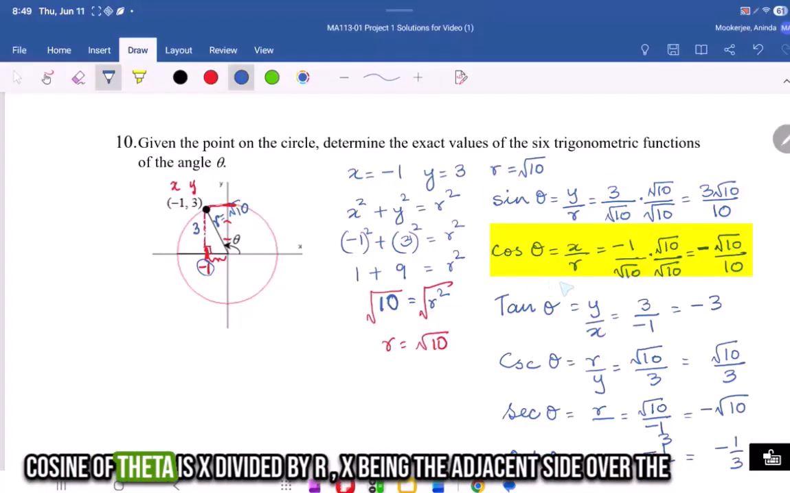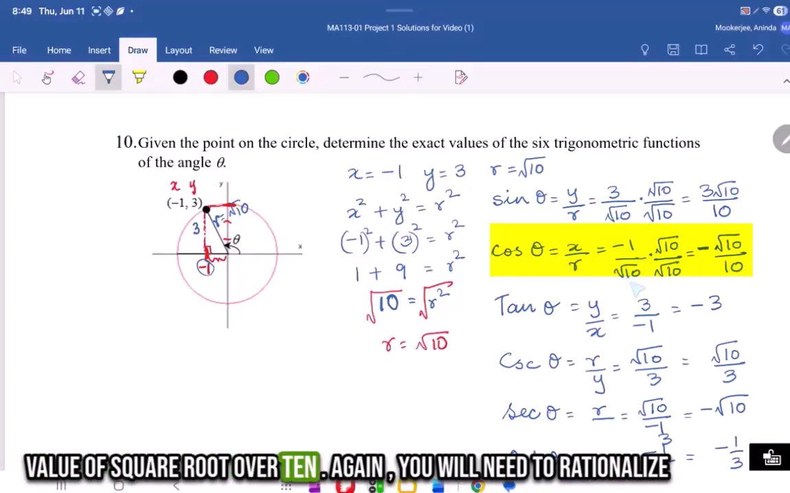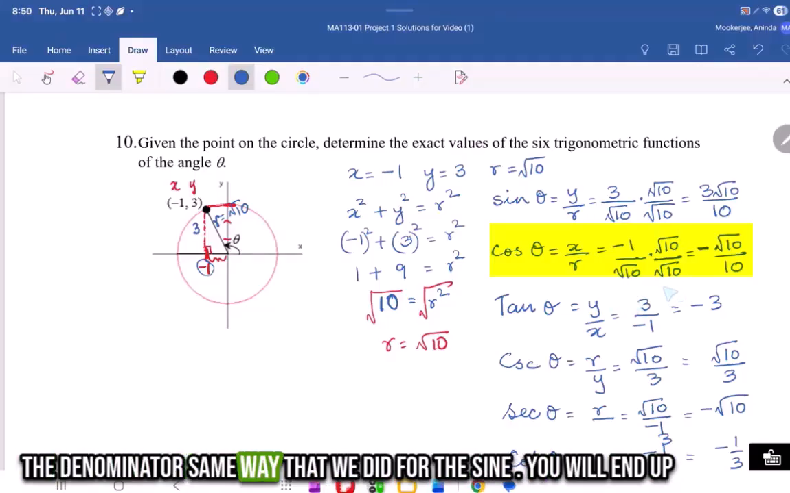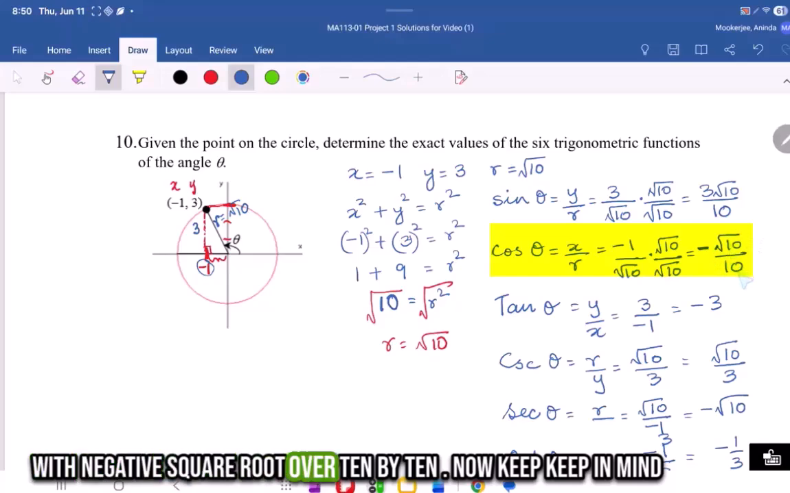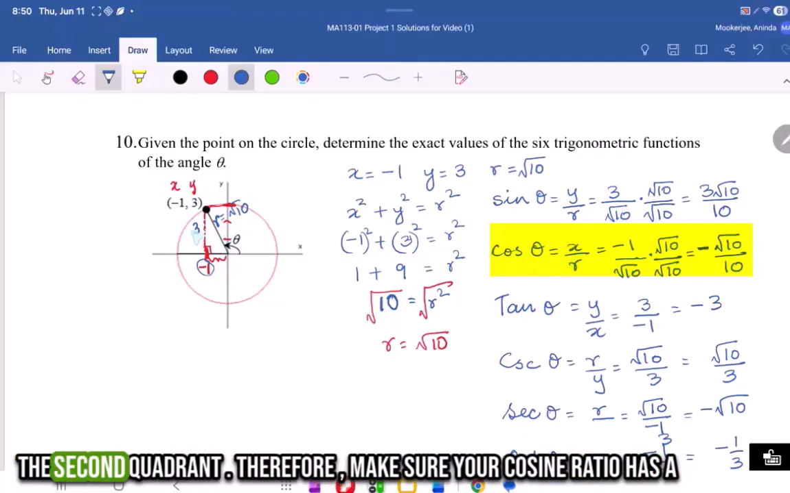Cosine of theta is x divided by r, x being the adjacent side over the hypotenuse. The adjacent side has a value of -1, r has a value of square root of 10. Again, you will need to rationalize the denominator. Same way that we did for the sine, you will end up with negative square root of 10 over 10. Now, keep in mind that the angle theta is a second quadrant angle. Cosine is negative in the second quadrant.